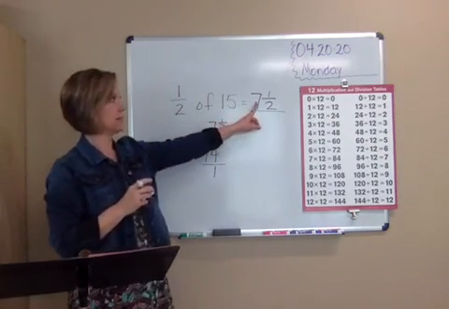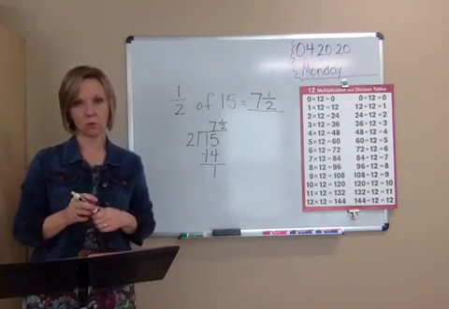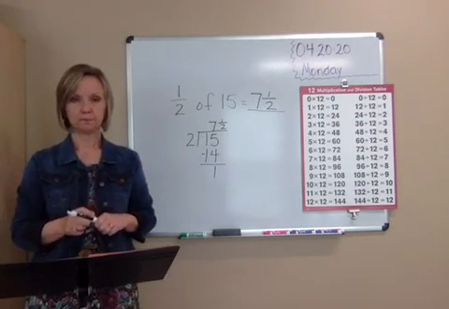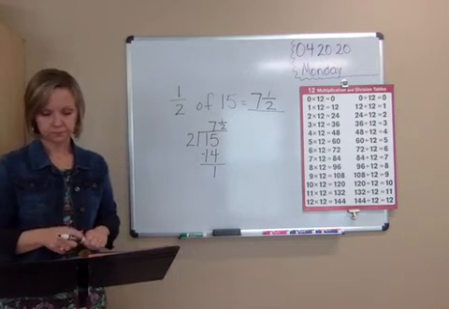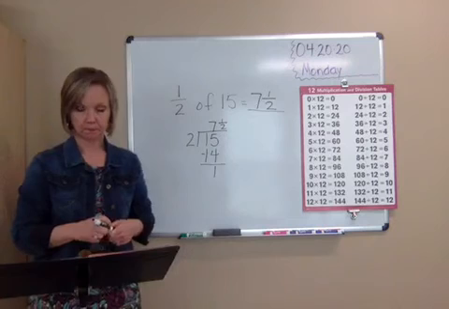Because 7 plus 7 would be 14. 1/2 and 1/2 equals a whole. Okay? And 14 plus 1 would be 15.